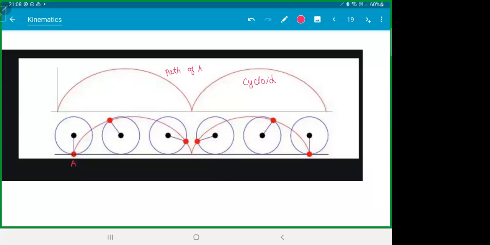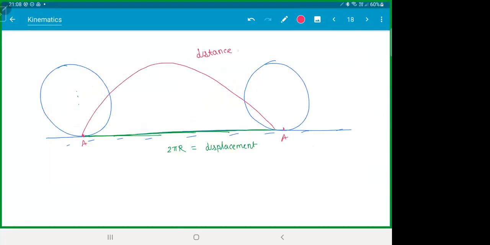So we want to find the length of that red line. There's a distance traveled. I'll just write down the answer here. It's a good result which you can remember. In the exam, you won't have time to derive. Distance is 8r. The displacement is 2 pi r and the distance traveled is 8r, the length of the arc. Now, how do you proceed from here? Think.